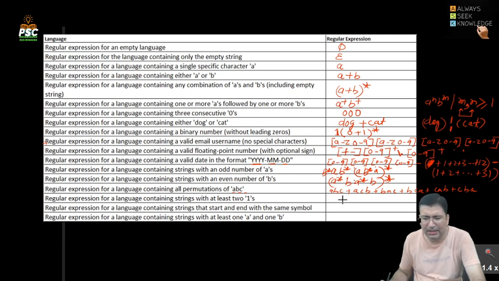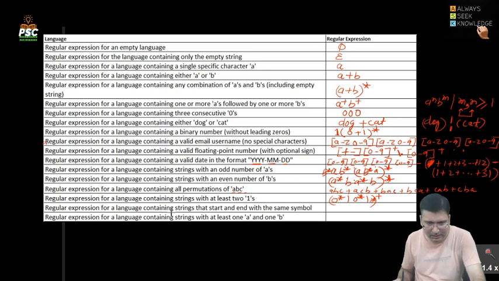Regular expression for a language containing strings with at least two A's. It is not that difficult to understand. That means there is no count on 0. So if I write 0 asterisk 1, 0 asterisk 1, and put plus over this, I can put 0 here as well. So there's not a problem. This is star 0. This can ensure the thing.